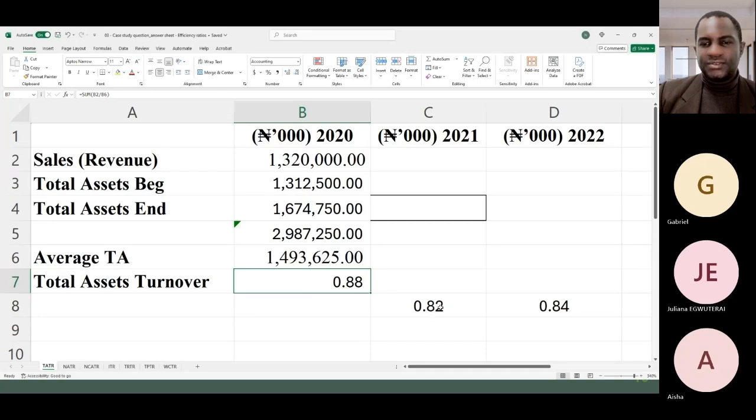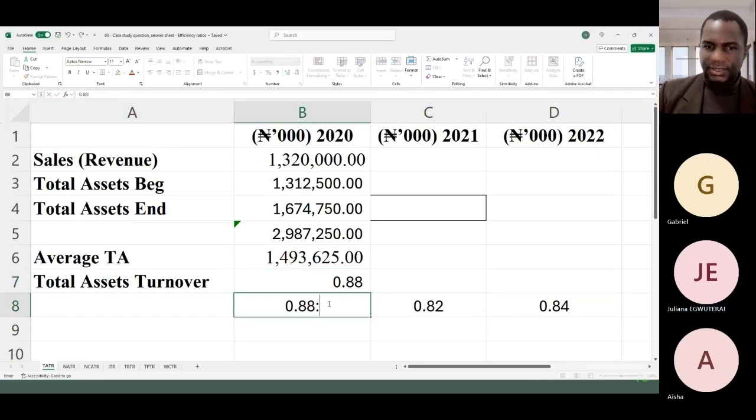Exactly. Okay, so Julie, you have 0.82, 0.84. 0.84. All right. 0.88 is to 1. So what it means is that for this year, we didn't even score up to 1. We scored 88% of our total assets. So we generated 88% revenue of our total assets. So since it's in times, because you measure it to see how many times, our 2020 sales revenue is not even up to once. It doesn't even cover once, which in my view is slow.